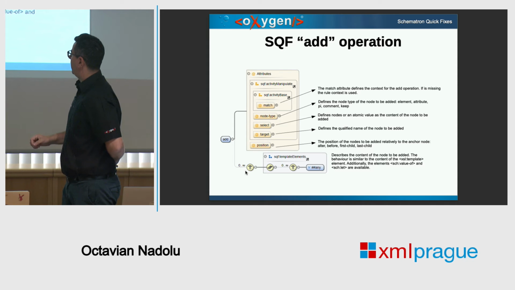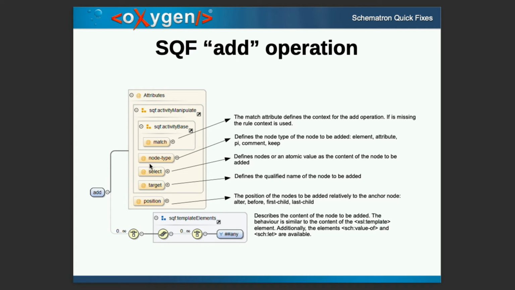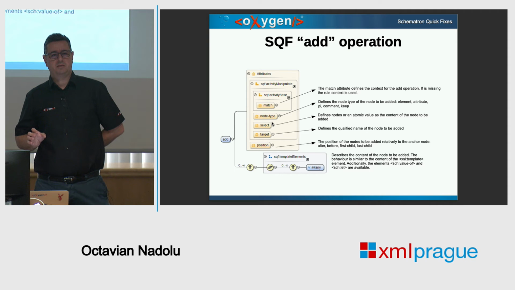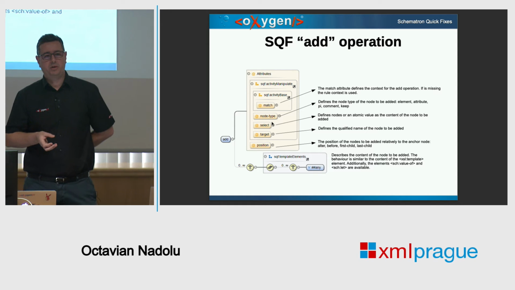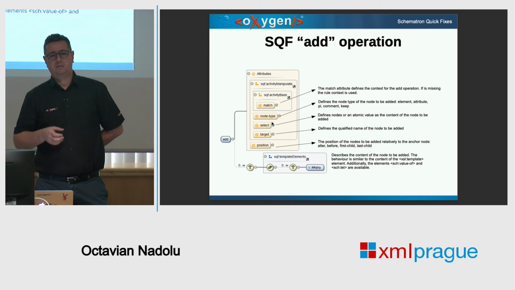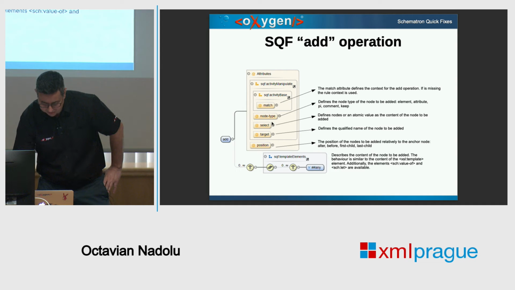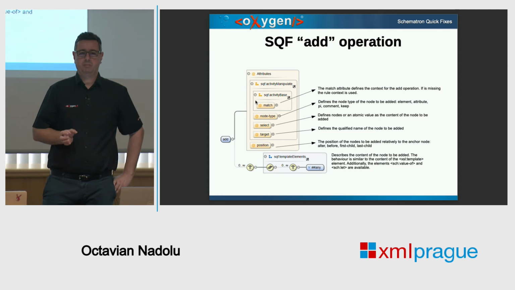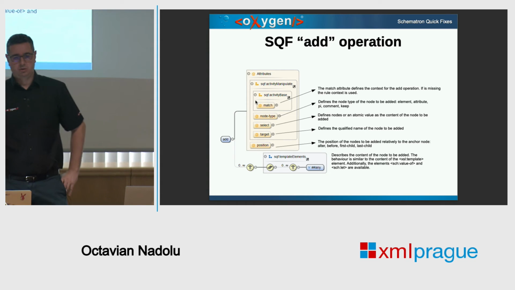So the add operation has a target, and then you have this select that allows you to specify what you want to insert, in case you want to insert some content from the document, or you can define directly in the operation the content that you want to insert. It can be static, but you can also use XSL or other extensions to provide content in the operation. And if you want to change the location where the operation will be performed, you can use this match attribute that will allow you to specify a different location where the operation will be performed.